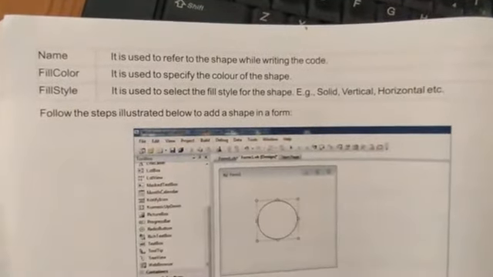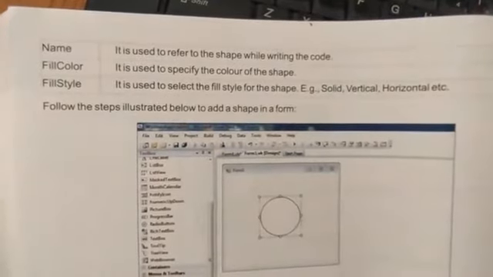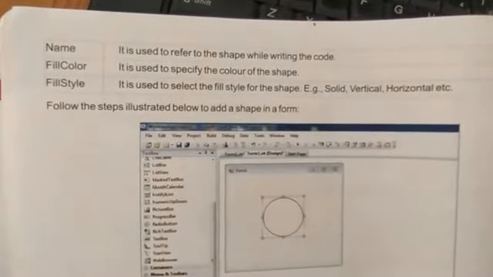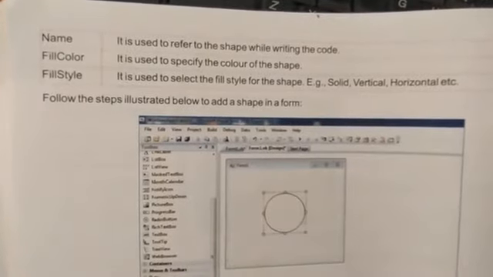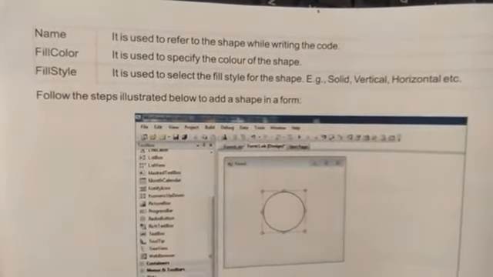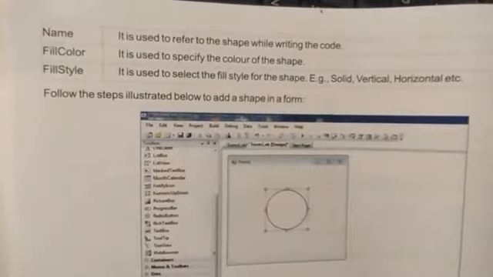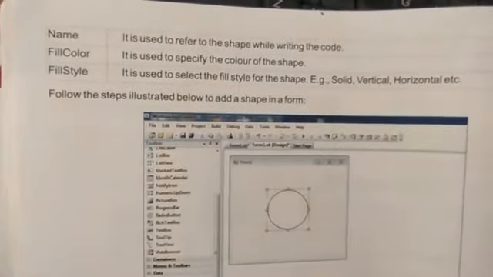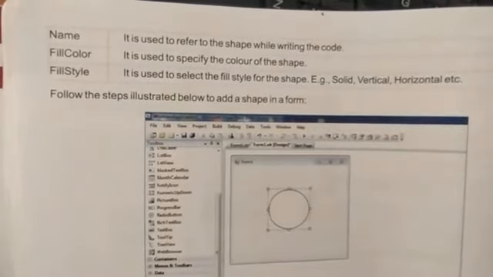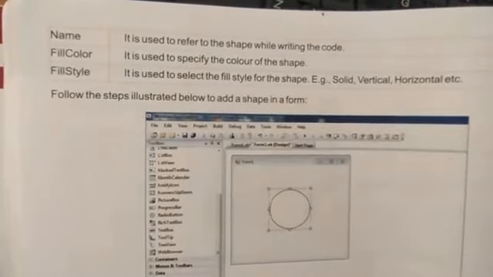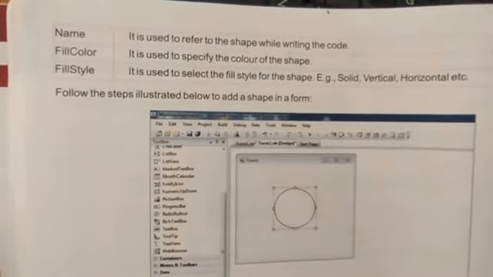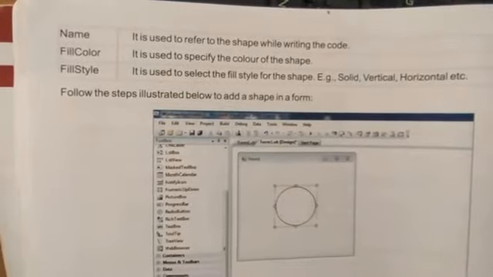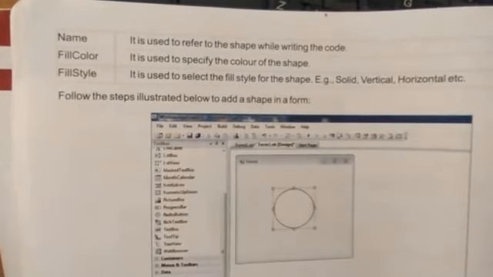Name, that is used to refer to the shape while writing the code. Fill color, it is used to specify the color of the shape. And fill style, it is used to select the fill style of the shape, for example, solid, vertical, horizontal. So students, whenever you want to add any shape into your Visual Basic form, first of all you have to select the shape control from the toolbox.